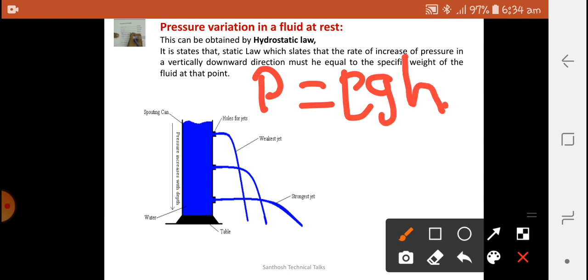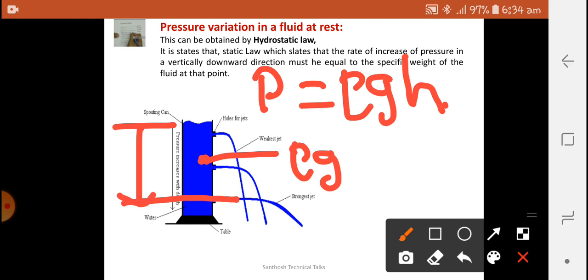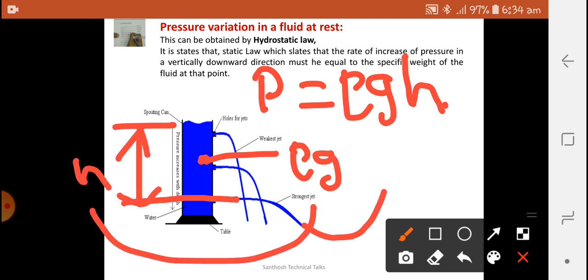That is, if we want to measure a pressure in this region, we have to calculate the specific weight, that is rho g of the fluid, as well as the column height. So that is the indication of this hydrostatic law.